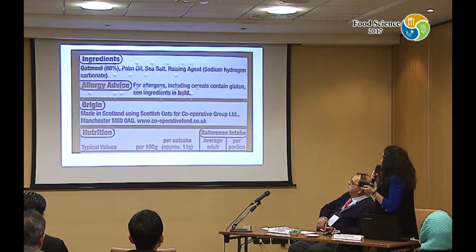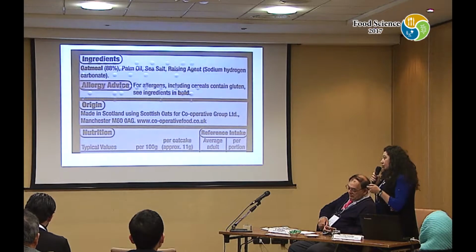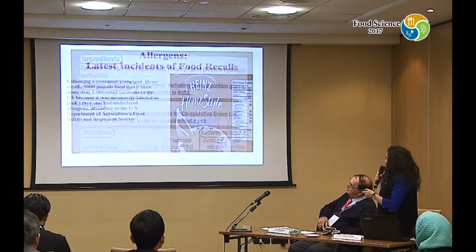So ingredients, this is a typical ingredient list, where we have to give an allergy advice, which can also be included on the label of origin, and the nutrition facts. We will talk in detail about nutrition facts related to calories, vitamins, and anything related to that. So just a typical label for you to see.